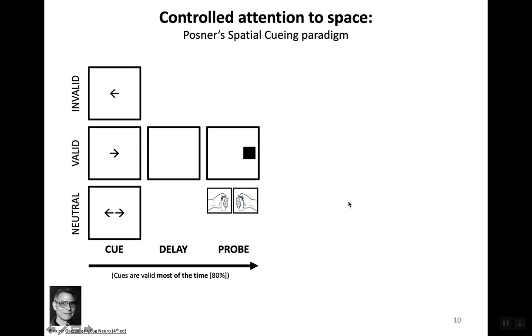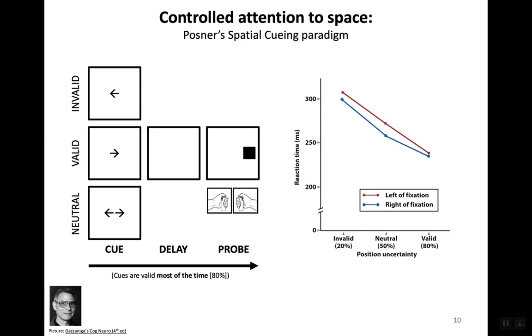Now we also have a neutral condition in these experiments where the cue is not informative. So whenever you see something like two arrows pointing in different directions, you have no valid or invalid information with respect to where the stimulus might appear. So 50% of the time the stimulus might appear on the right and 50% on the left, but you have no advanced knowledge about where the stimulus might appear. Okay, so this is the paradigm. What are the results?